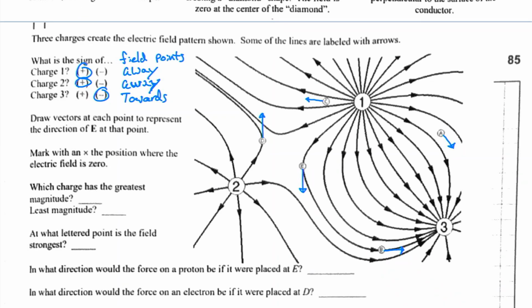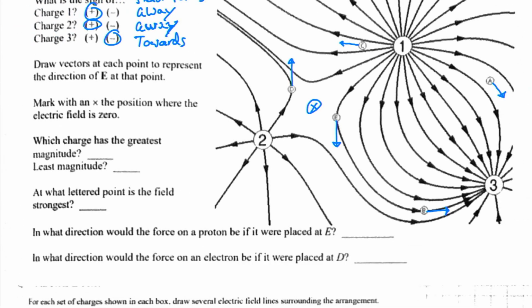Mark an X at the position where the electric field is 0. The electric field is going to be 0 somewhere in the middle of here, between those two positive charges, where the electric force would cancel out. If electric field is force per unit charge, the electric field will be 0 wherever the electric force is 0.